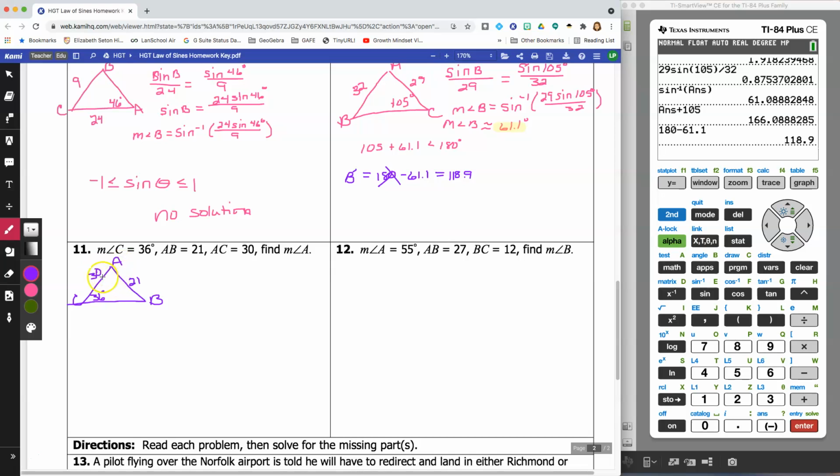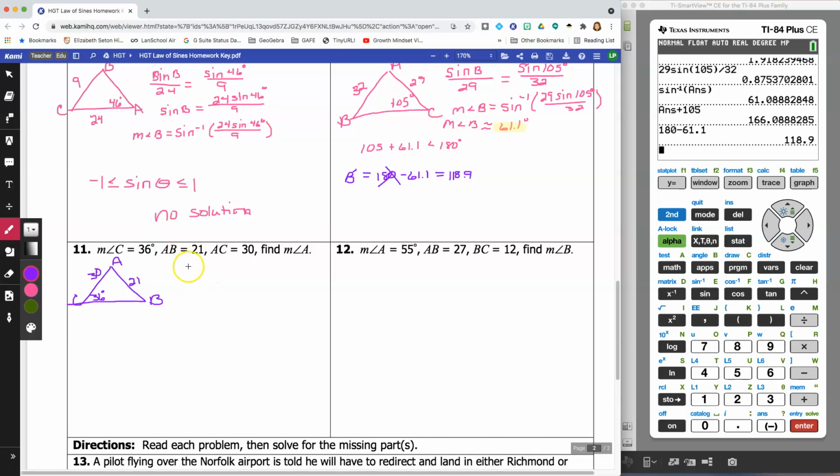Oh, wait. I need to find angle A, but I don't have the side across from angle A. And remember, these are not right triangles, so I can't use the Pythagorean theorem to find that third side. So before I can find angle A, I actually have to find the measure of angle B. That's the very first thing that I'm going to have to do. Even though it's not what I'm asked to find, it's not my stopping place, it is the first thing I need to do.